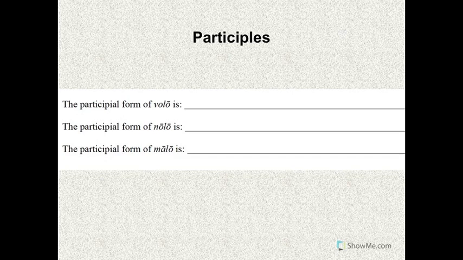These verbs do have participles, and specifically we're going to look at the present active participial forms. So, volo, the present active participle, is volens, volentis. For nolo, our participial form is nolens, nolentis. And for malo, the participial form is malens, malentis.